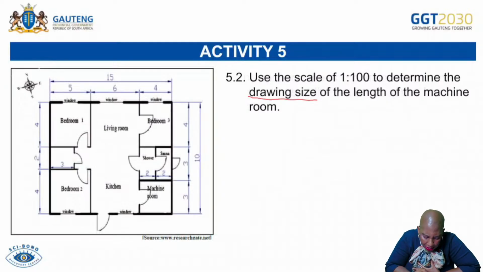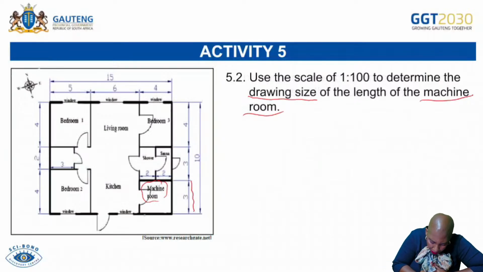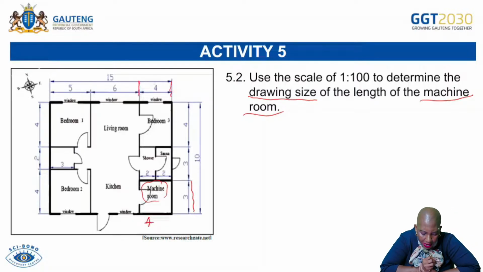Before I give a minute, let's see which room they are referring to. The machine room. Where's our machine room? Here is our machine room. What are the dimensions? Here is the width. And remember we said the length is the longest side. Here is the length of the machine room. So right down here, it means the length of the machine room is 4 meters, because it's given like that.